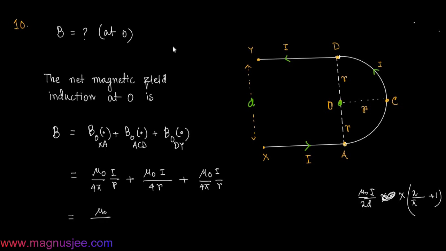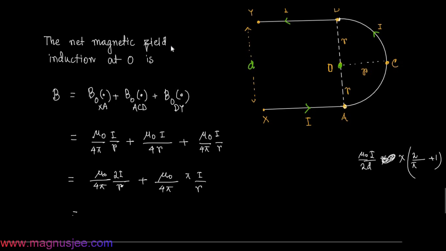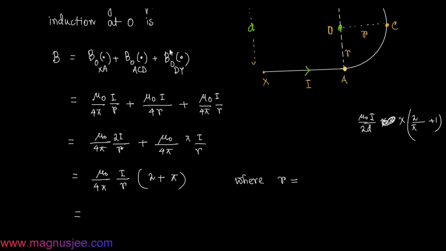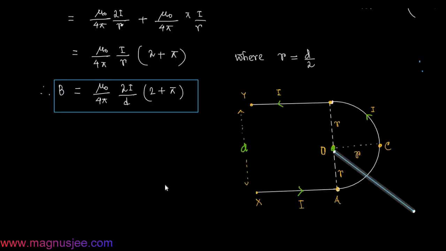Now adding the first term and third term, we get mu 0 by 4 pi 2I by R, plus writing the second term, that is mu 0 I by 4R, as mu 0 by 4 pi into pi I by R. Now taking common mu 0 by 4 pi into I by R, we can write mu 0 by 4 pi I by R under bracket 2 plus pi, where R is equal to d by 2. So we get B as equal mu 0 by 4 pi 2I by d into 2 plus pi.